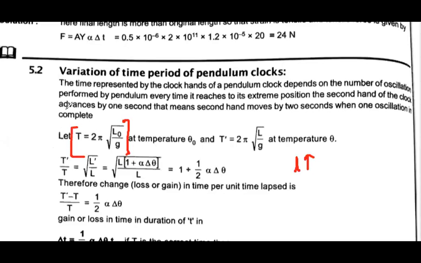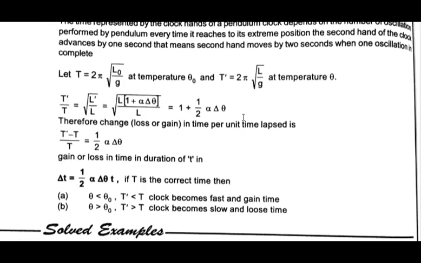Time period will increase, which means it will take more time to complete 1 hour. It will take more time to show 1 hour. So what do you think, will the clock become fast or slow? Slow. Very good, Samya. Got it? So if someone asks you during the summer season why the clock becomes slow, you can answer this.